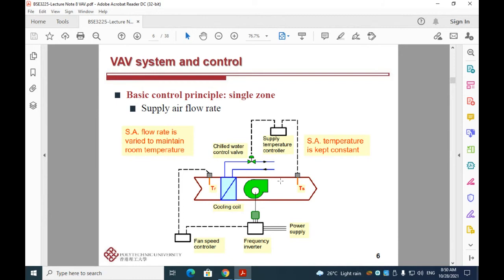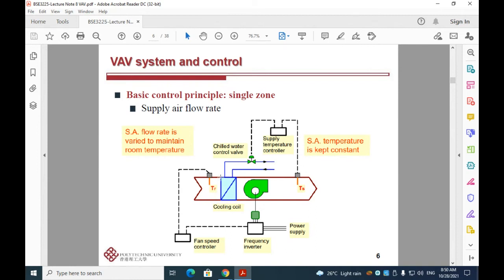And you may ask why we will need to control the supply air temperature, as obviously we only aim to control the supply air flow rate. So when you change the supply air flow rate, the mass flow rate of the air going through, for example, this cooling coil will change.